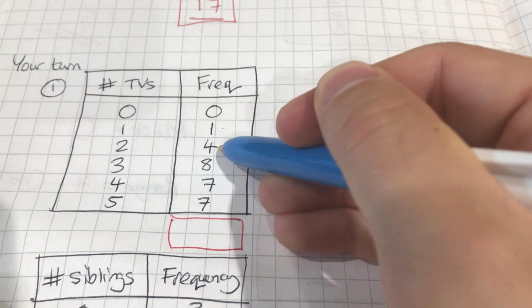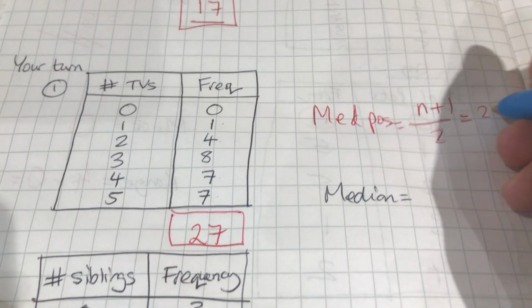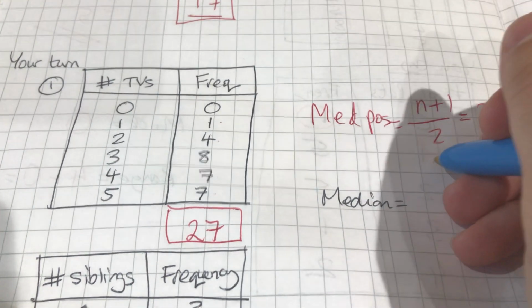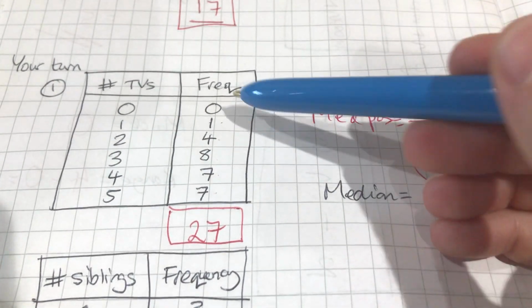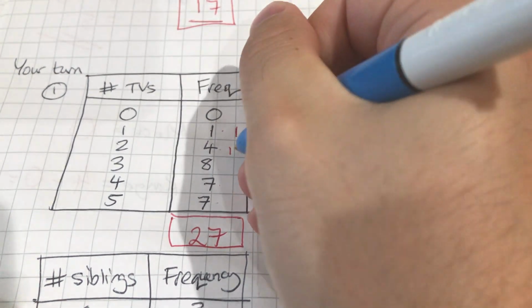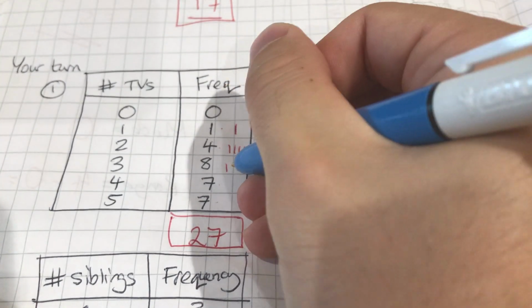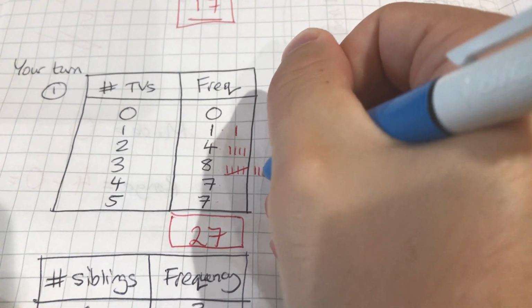So we work out the total frequency. 1, 5, 13, 27. 27. So I'm going to write 27 plus 1 over 2 is 28 halved is 14. So we're looking for 14. So let's find it. First one's there. Have we hit 14th yet? No. 2nd, 3rd, 4th, 5th. No 14th yet. 6th, 7th, 8th, 9th, 10th, 11th, 12th, 13th.